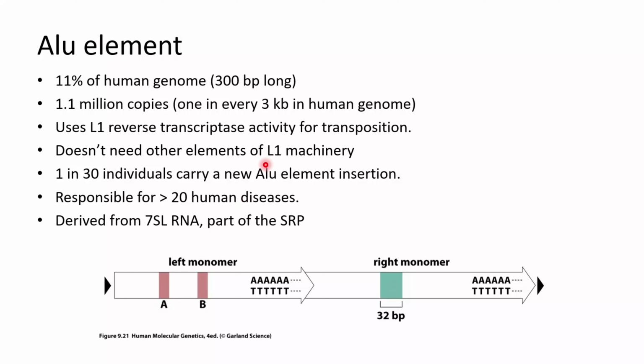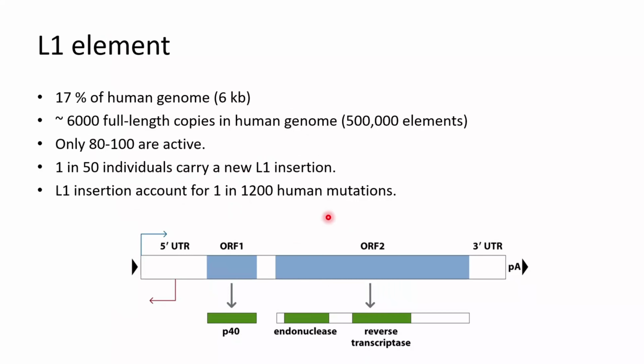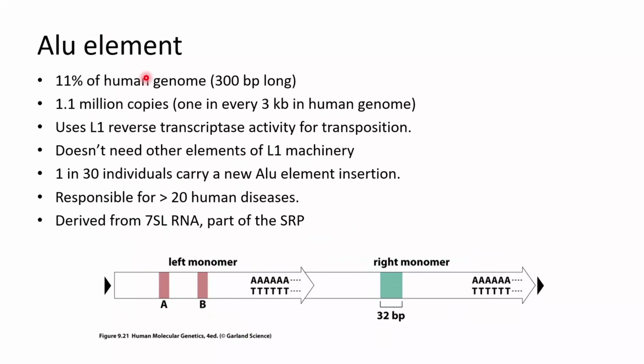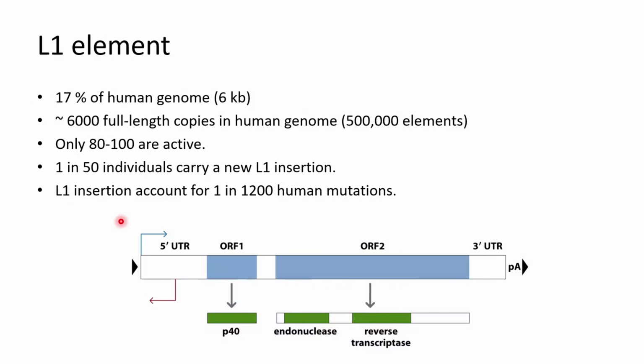Okay? So, second question. Actually, I will ask it in a second, but you know what, why not? I'll ask you here. So the ALU element seems to be causing a lot of the human diseases, but it's less present than the L1 element. How come?